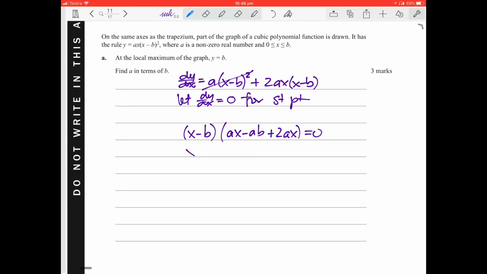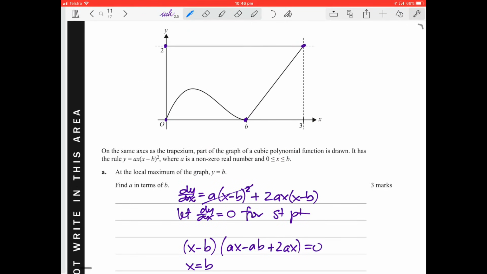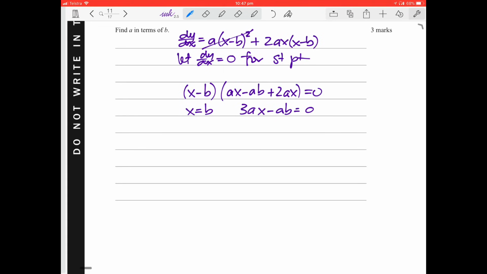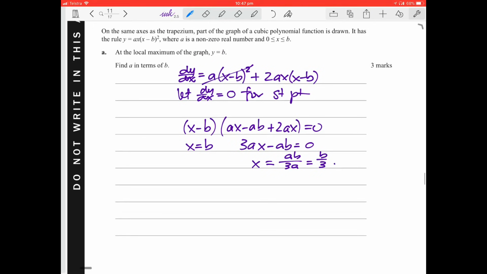So from here, x equals b, which is this point here. From this one, we're going to get 3ax minus ab equals 0. So we're going to get x equals ab on 3a, which is b on 3. Now that's much nicer than what we had before.